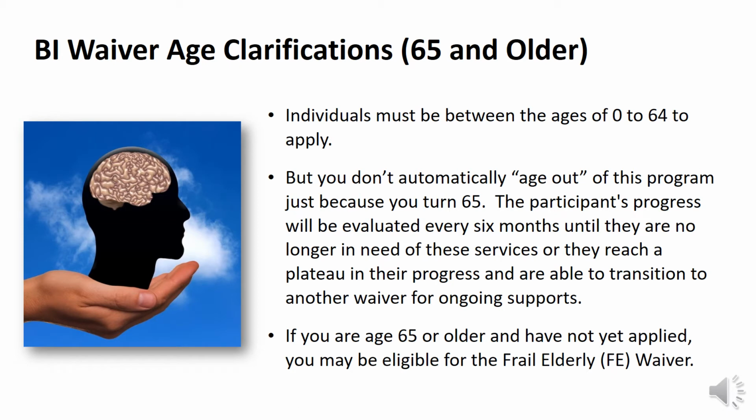BI waiver age clarifications for 65 and older. Individuals must be between the ages of 0 to 64 when applying, but you don't just automatically age out of the program once you turn 65. The participants' progress will be evaluated every 6 months until they are no longer in need of these services or they reach a plateau in their progress and are able to transition to another waiver for ongoing supports. If you are age 65 or older and haven't applied for the BI waiver yet, you wouldn't be eligible, but you may be eligible for the frail elderly waiver.